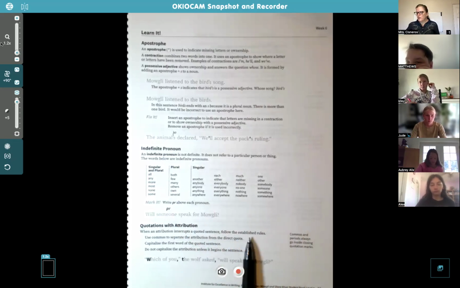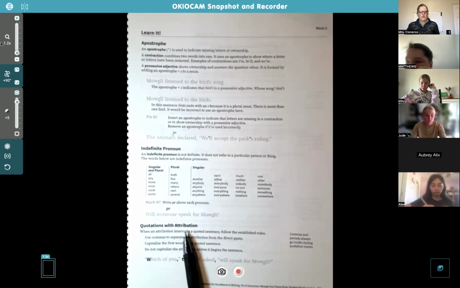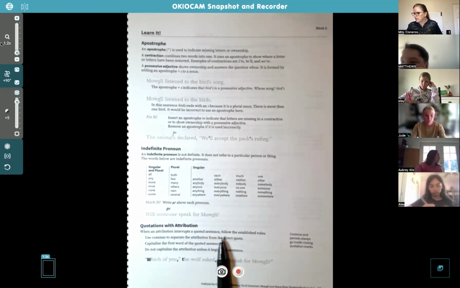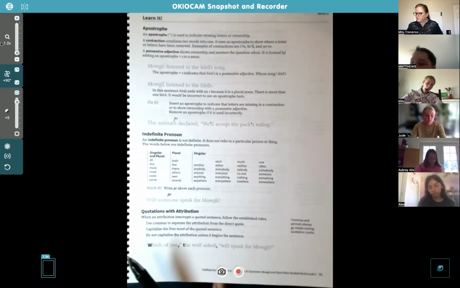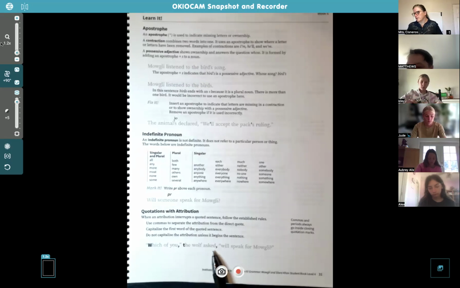A little bit about quotation marks and attributions. When an attribution interrupts a quoted sentence, follow the established rules: use commas to separate the attribution from the direct quote, capitalize the first word of the quoted sentence, do not capitalize the attribution unless it begins the sentence. We've talked about these before. Your example at the very bottom: "Which of you," the wolf asked, "will speak for Mowgli?"